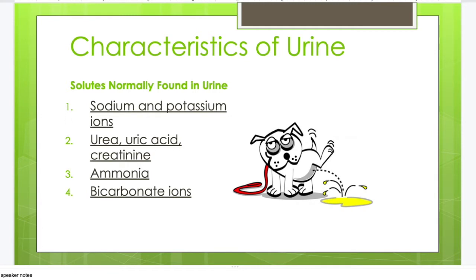It gives a lot of good information regarding a person's health. So it helps doctors to diagnose a patient very easily for certain conditions. When that test is done, when a person's urine is tested, these 4 things we have listed here are common findings in urine. So it's normal to find sodium and potassium ions. It's normal to find our nitrogenous wastes, which include urea, uric acid, and creatinine, as well as ammonia and bicarbonate ions.